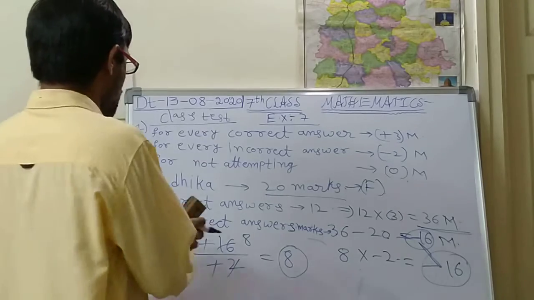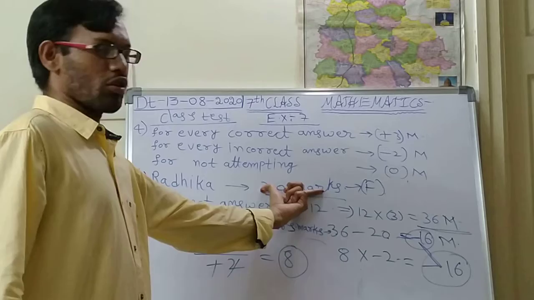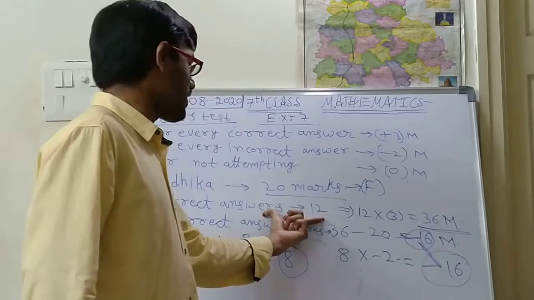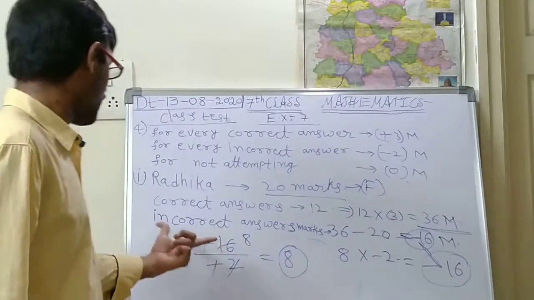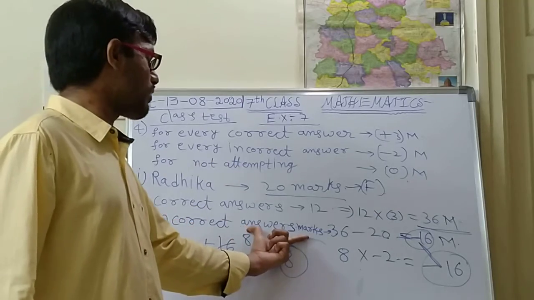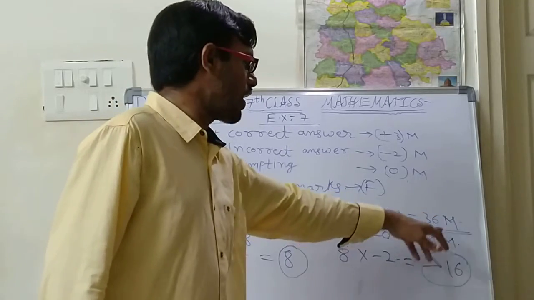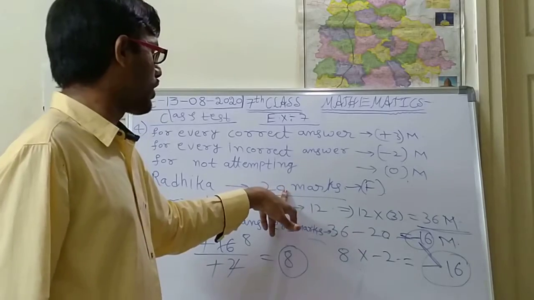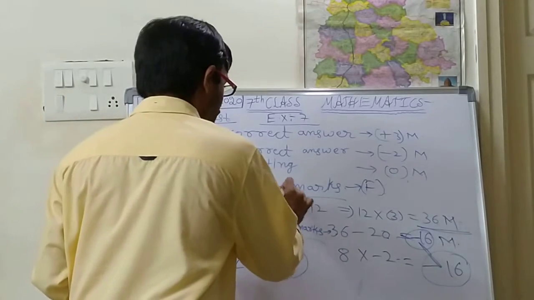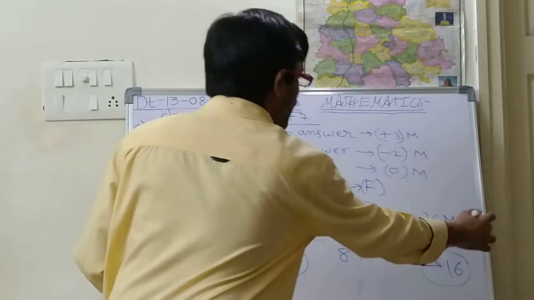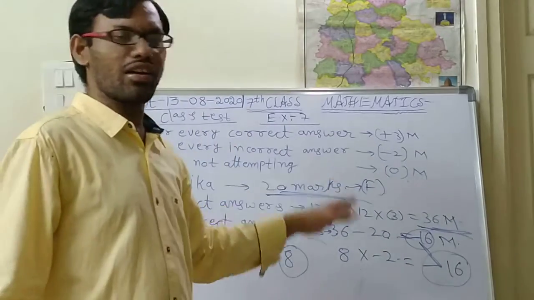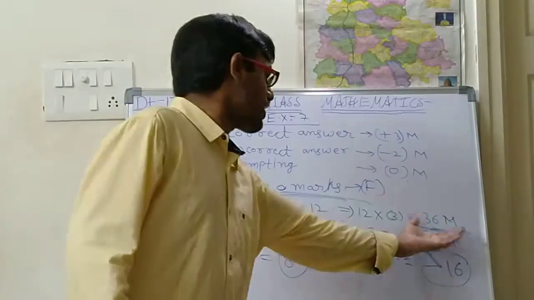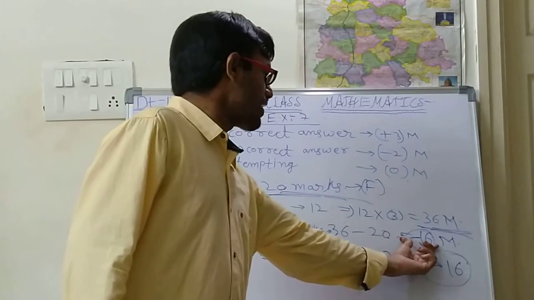So first her total score, then her correct answers: how many correct answers are there, and for that how many marks will be awarded, and how many incorrect answer marks. First of all we have to find the incorrect marks. So from 36 you have to remove 20. Why are we subtracting these two only? Because only these two are given. So from the given data we have to find the unknown data. So 36 minus 20 is 16.